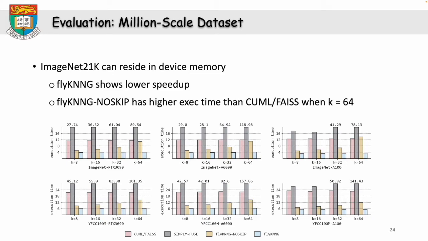The space requirement of the ImageNet 21K dataset is only 5.6 gigabytes. The whole dataset can be stored in this memory when constructing KNG for ImageNet. The gap in performance between cuML and FlyKNG no skip is less significant on ImageNet 21K than other datasets. On NVIDIA A100, cuML achieves a slightly higher throughput than FlyKNG no skip. However, for other test cases, FlyKNG no skip still shows 2.11 times speed up compared with cuML on average.